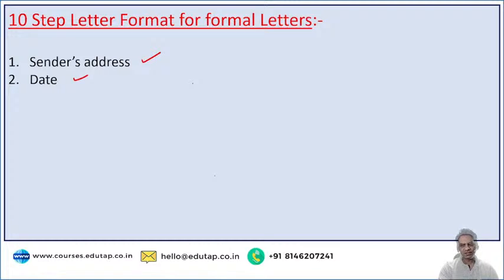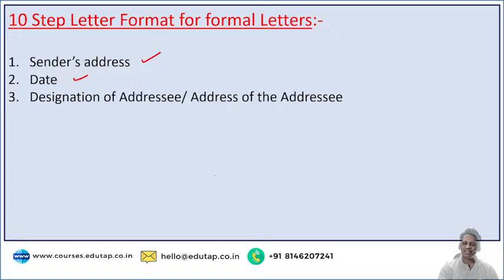That would be 19th of November 2023. Then there will be the designation. If you are writing to a person who is on a designation in an organization, for example, to the principal, remember, you first write the designation of the addressee, and below the designation, you write the address of the addressee. So what organization he belongs to and where the organization is situated. That is the third step of the letter.